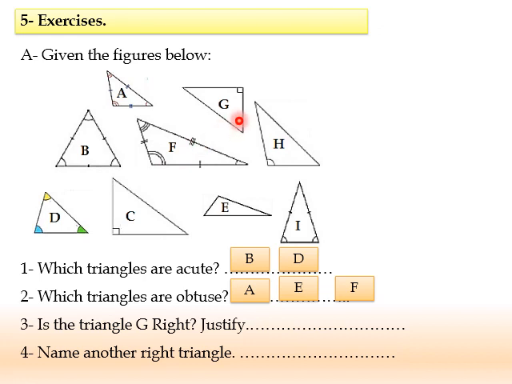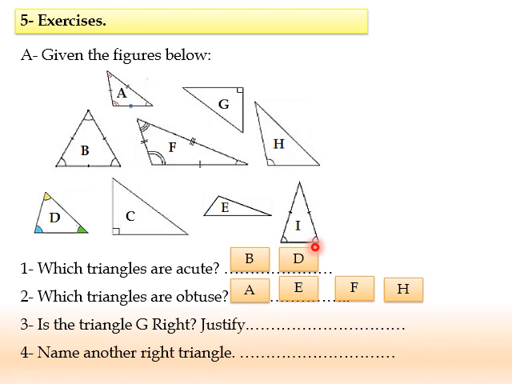G. When you see this sign here, that means G is a right triangle. Why? Because this angle is right. What about H? Look at this angle here. It's obtuse. It's greater than 90. So triangle H is classified as an obtuse triangle.